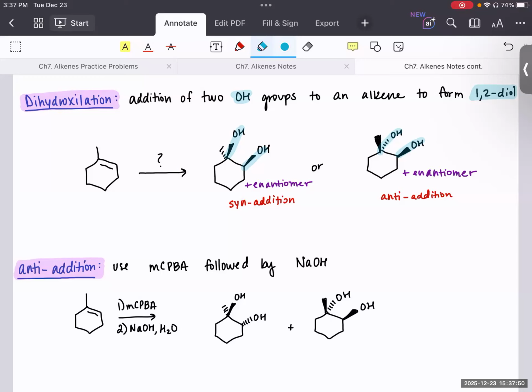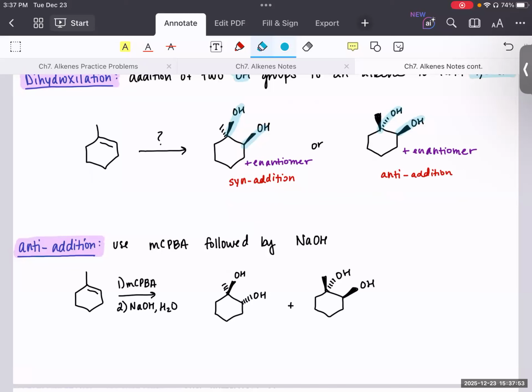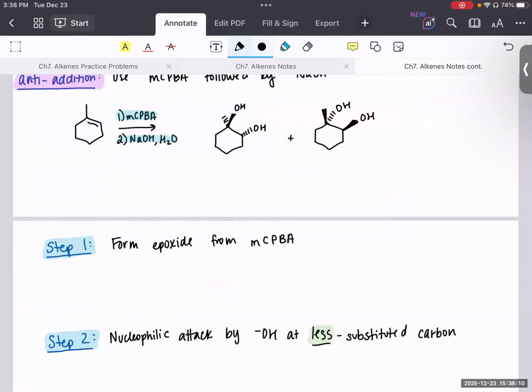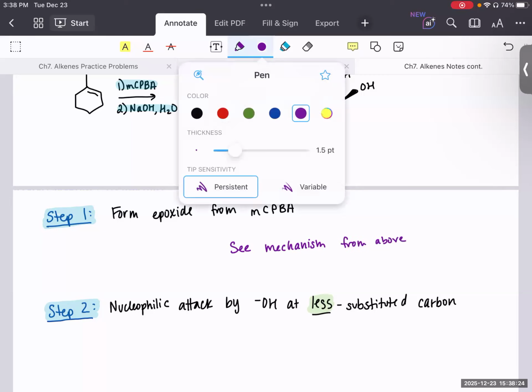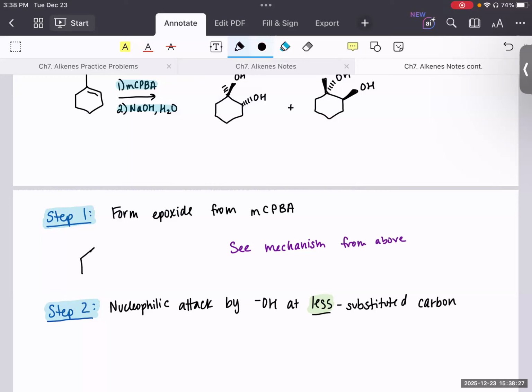All right, so let's start off with the anti. The reason I'm going with the anti first is because it uses that mCPBA reagent that we just talked about for epoxides. Essentially in that first step, we use mCPBA to form that epoxide, and then we break it using base. I'll go through the steps for this one. I won't go through the mechanism of the epoxide again, but I'll just write "see mechanism from above." It's the same thing that we just did, but the key part is that we're forming the epoxide. So I'll draw out the products that we get.